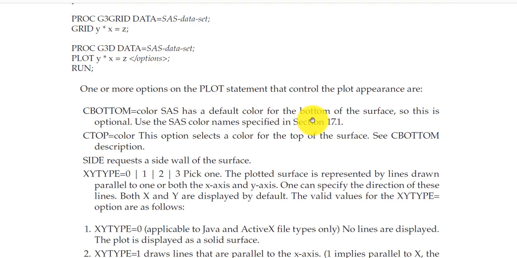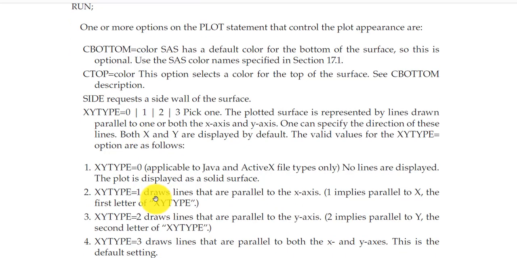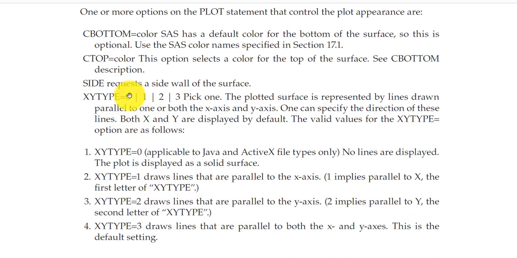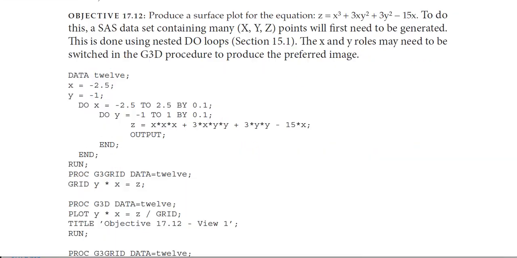You can change the colors of your graphs. You're going to have a top surface and a bottom surface. You may be able to see only one or maybe both, and you have those controls. You can choose sidewalls. You can choose how you want lines to depict the surface. The one for us is that XTYPE equals 0 is not available to us, since that's for Java and ActiveX file types. So we're going to look at XYTYPES 1, 2, and 3, and the default for many of the options we see is for XYTYPE equals 3.